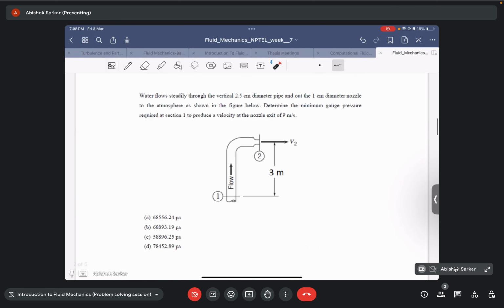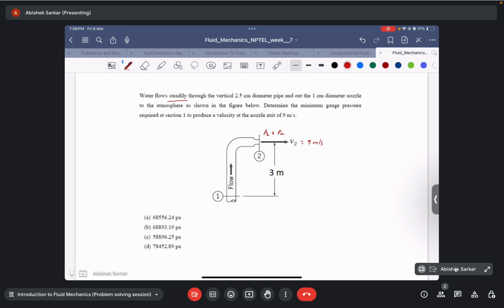So question 3 is: water flows steadily. Let me underline the key terms. Water flows steadily through a vertical 2.5 centimeter diameter pipe, and out the 1 centimeter diameter nozzle to the atmosphere. So P2 is equal to PA. Determine the minimum gauge pressure required at section 1 to produce velocity at the nozzle exit of 9 meter per second. So V2 is 9 meter per second.